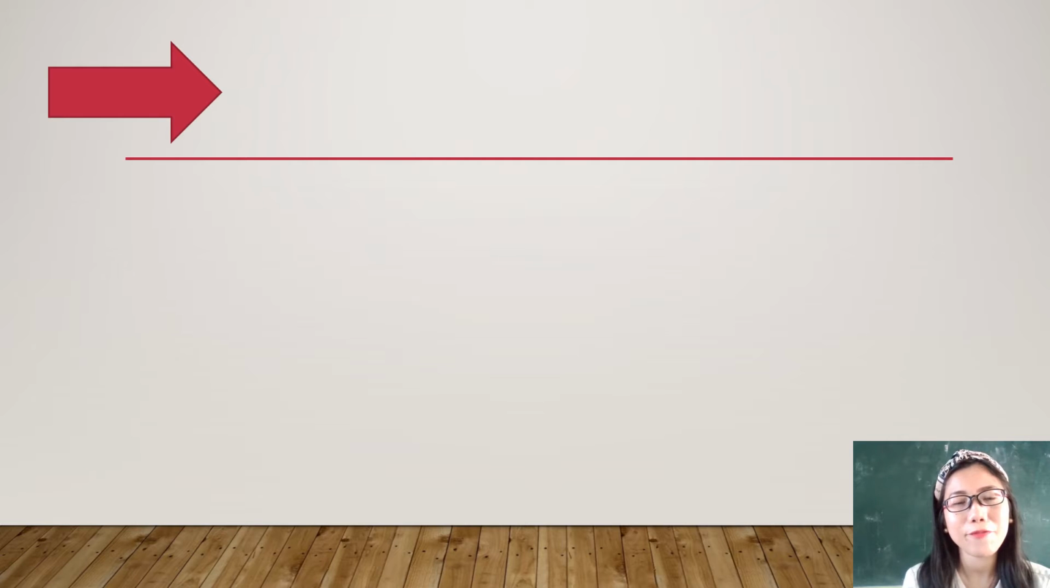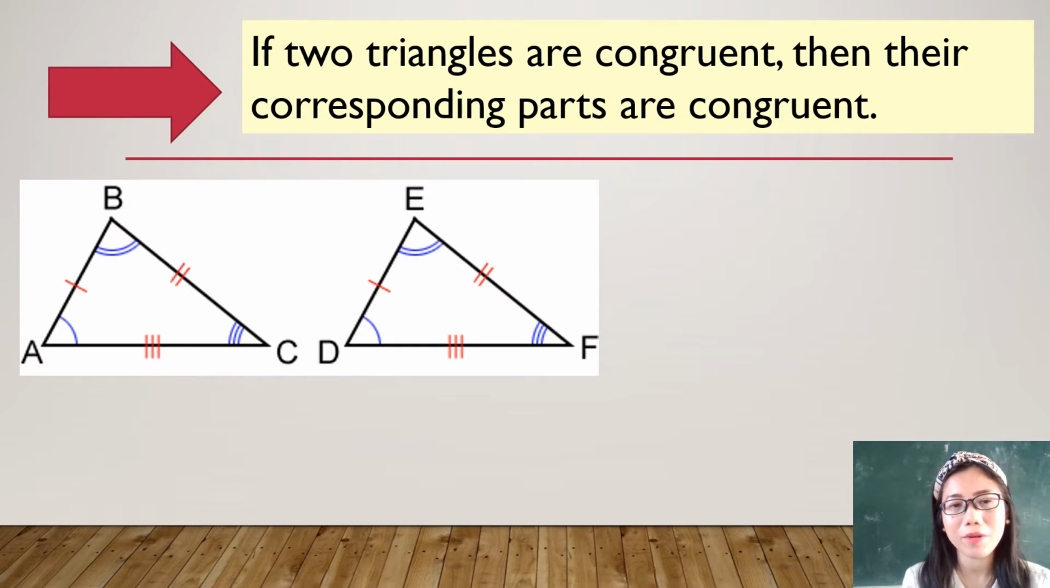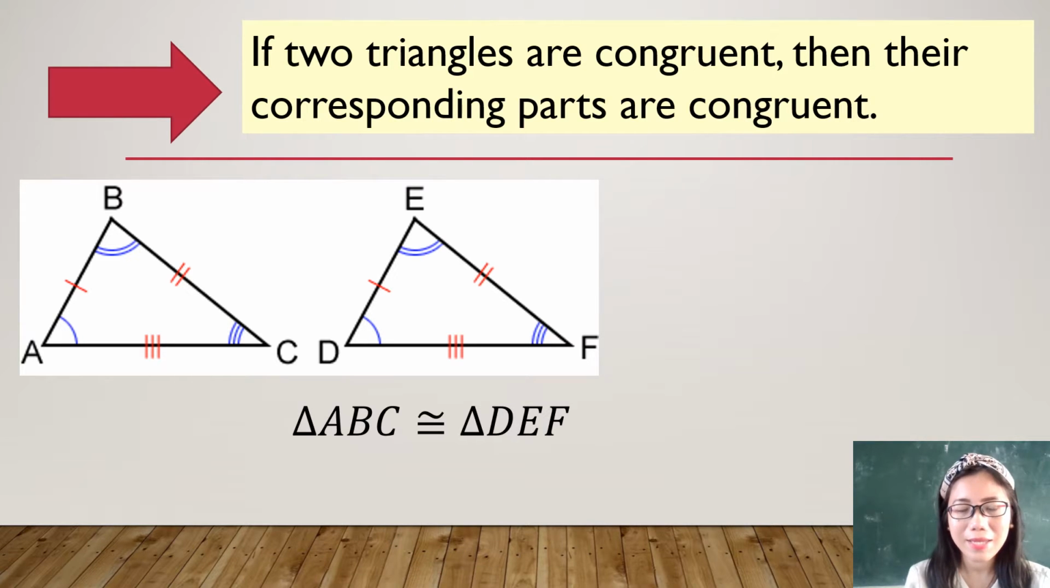Okay, let's have the first conditional statement. Again, if two triangles are congruent, then their corresponding parts are congruent. Take for example, triangle ABC is congruent to triangle DEF. The hypothesis here is that the two triangles are congruent, triangle ABC is congruent to triangle DEF. That follows from this definition, then their corresponding parts are congruent. So what are those corresponding parts? Of course, you have 6 parts, the 3 angles and 3 sides.